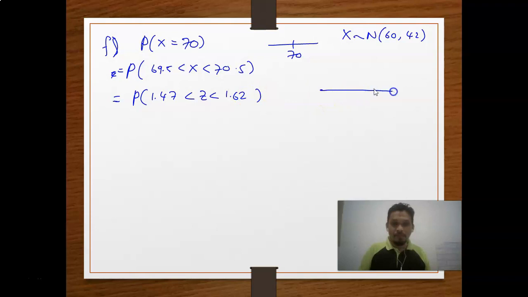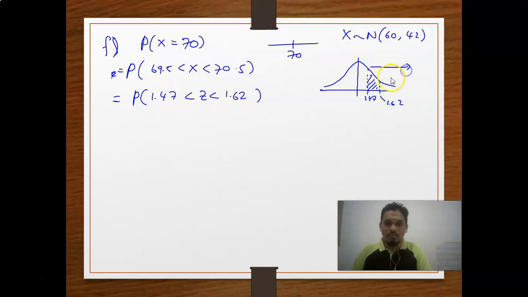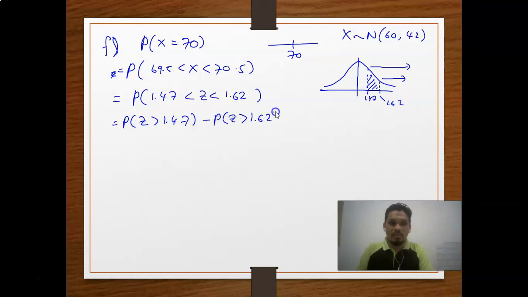So then class, for this one, 1.47 and 1.62. We find the probability of Z greater than 1.47 minus the probability of Z greater than 1.62. From the book, let's find out yourself then.